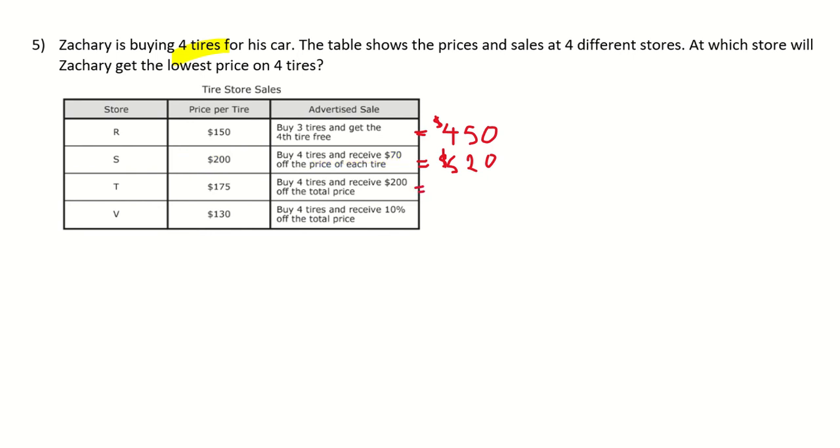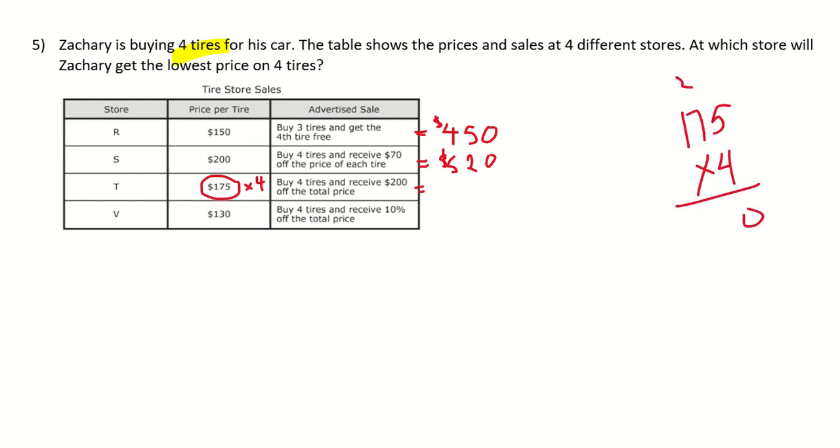Let's try store T. Their deal is buy 4 tires and receive $200 off the total price. So we buy 4 tires at this price, 175 times 4. Whatever we get, we're going to take off 200. So let's try that one out. 175 times 4.